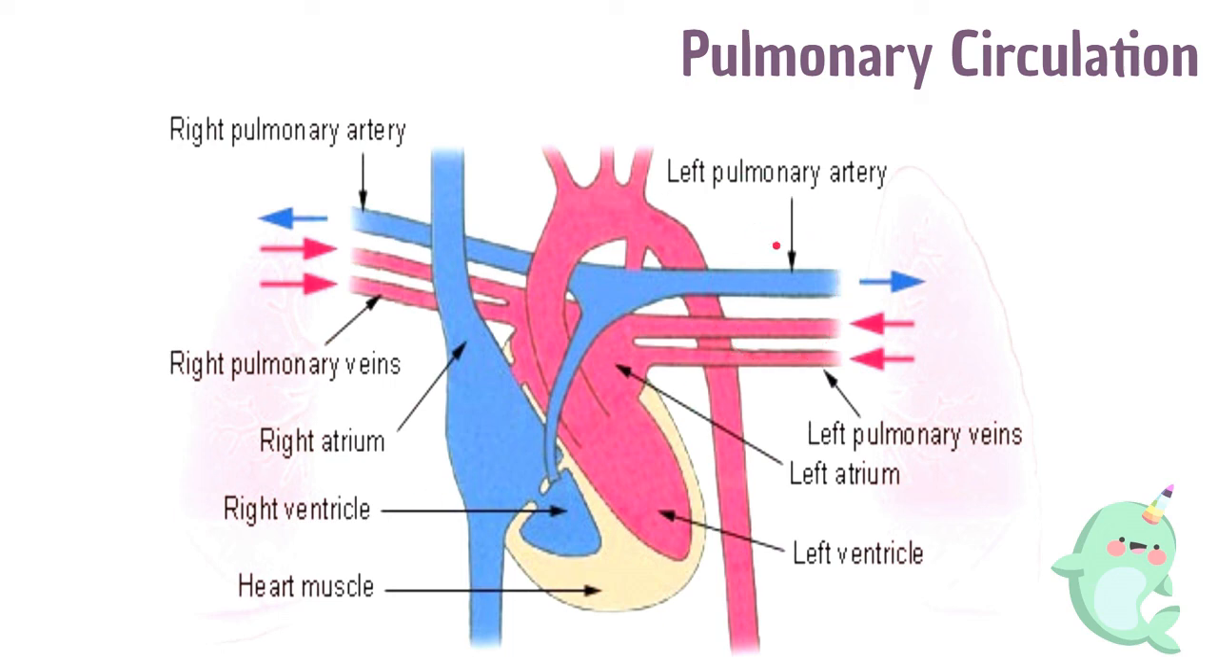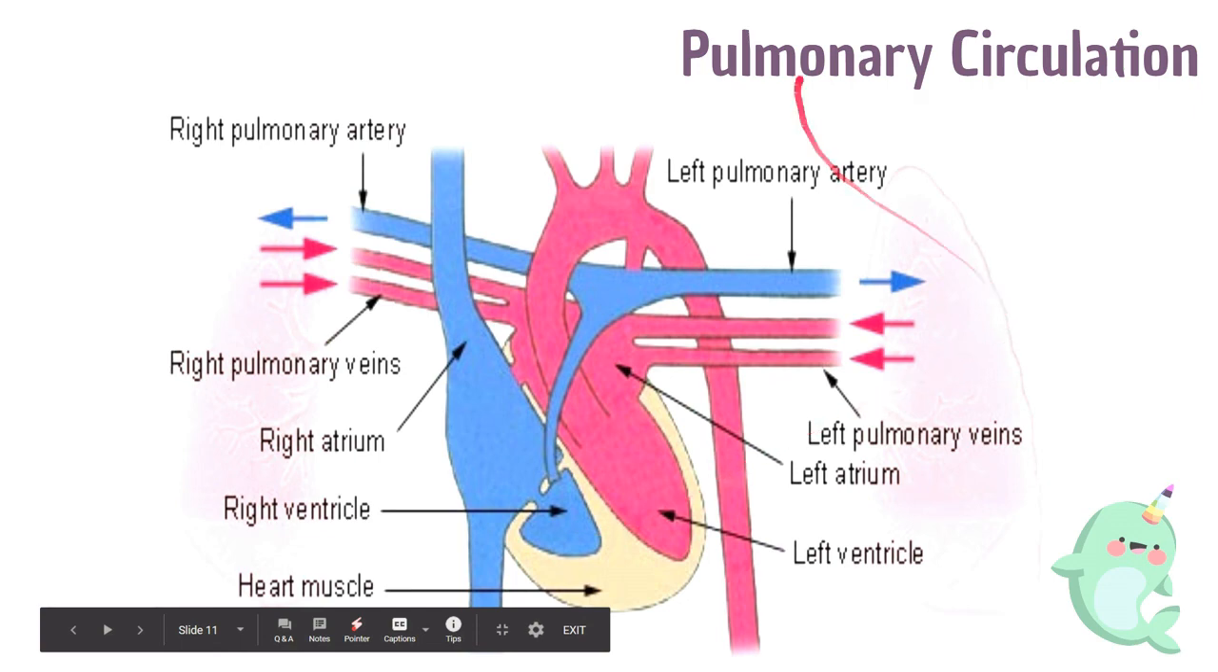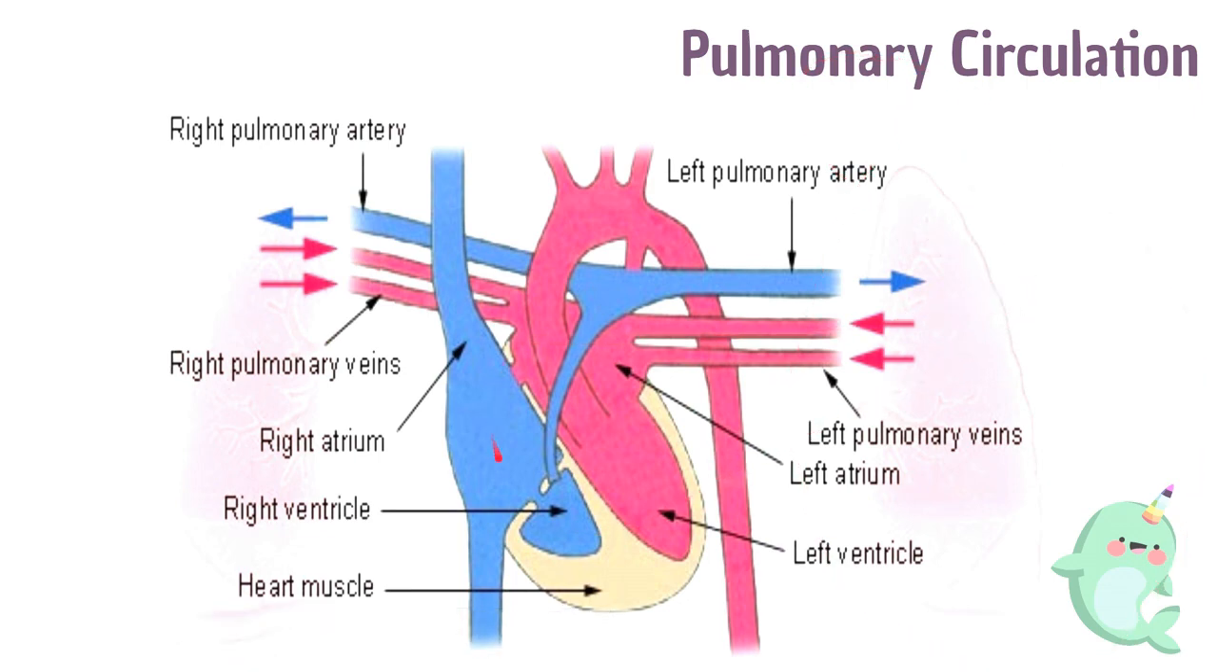Let us now trace the pathway of blood in pulmonary circulation. So again, this only involves the heart and the lungs. The goal here is to bring the blood to the lungs where gas exchange could take place.